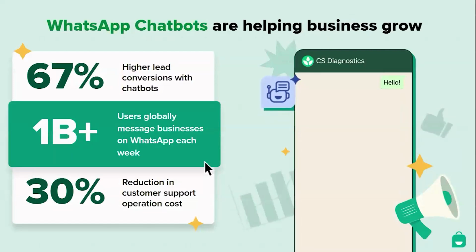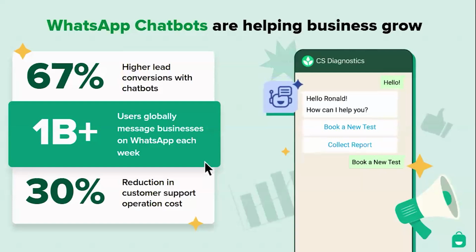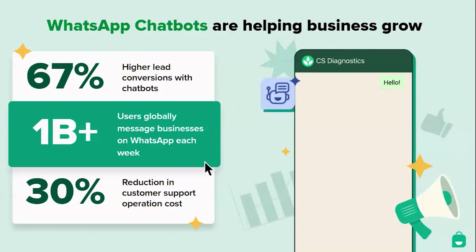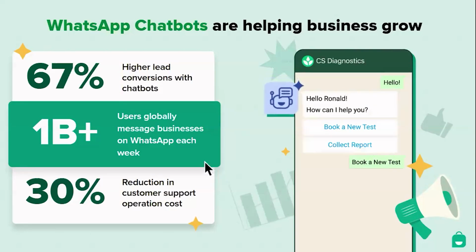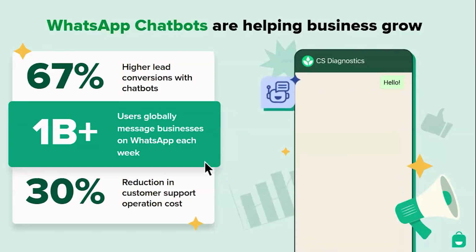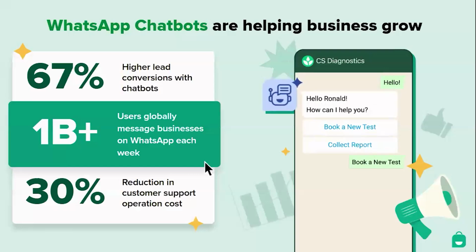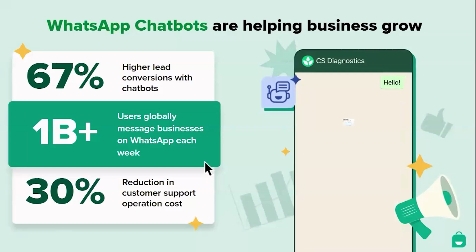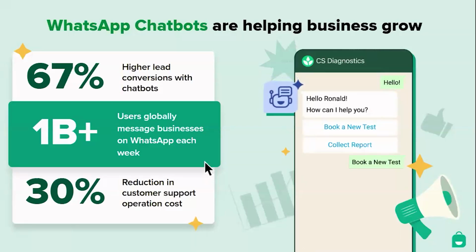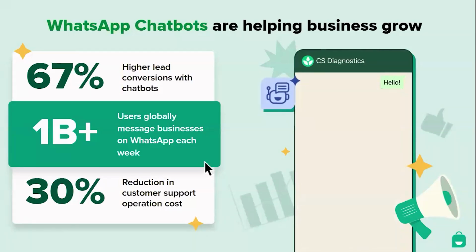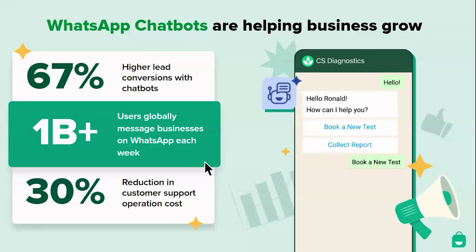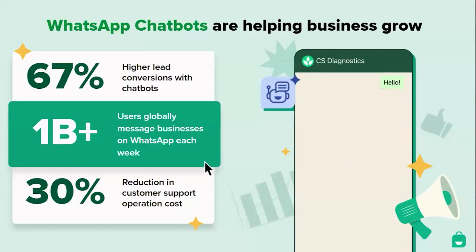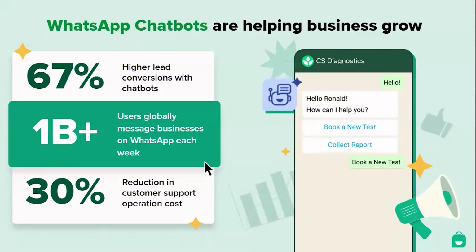Before I dive into the no-code chatbot builder, let's quickly touch on the impact of WhatsApp automation. Because of automation, more than 1 billion messages are processed each week. This has led to 67% higher conversion rates with WhatsApp chatbots and a nearly 30% reduction in customer support costs. This shows that automating your interactions via WhatsApp can significantly improve both your conversions and operational efficiency.